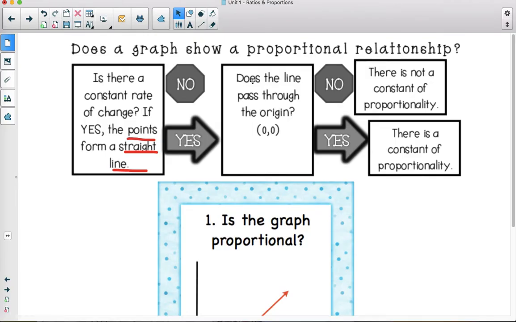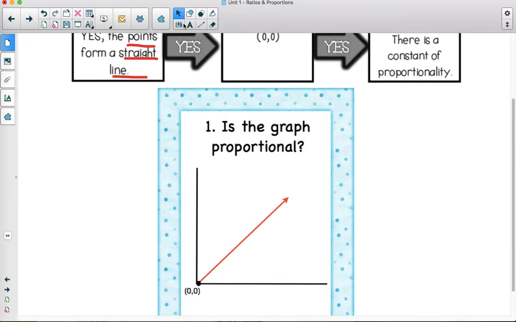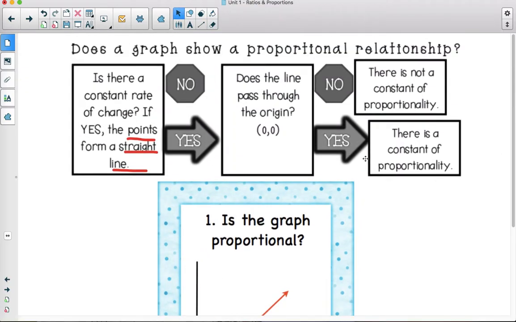Or if it is a straight line but does not start at 0, 0, let's say it starts somewhere up here, since it doesn't start at the origin, it's not going to be a proportional relationship. So let's practice this a little. I'm going to show you some graphs, and you are just going to decide if they're proportional or not proportional.